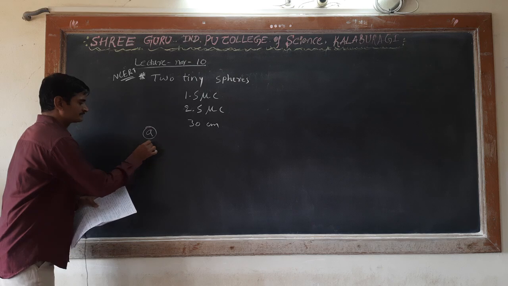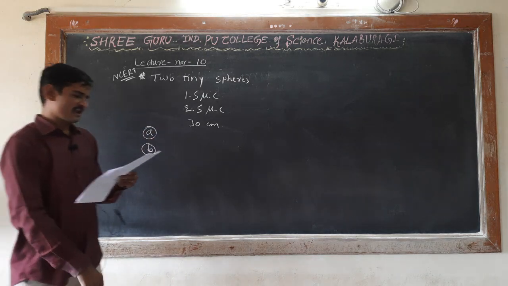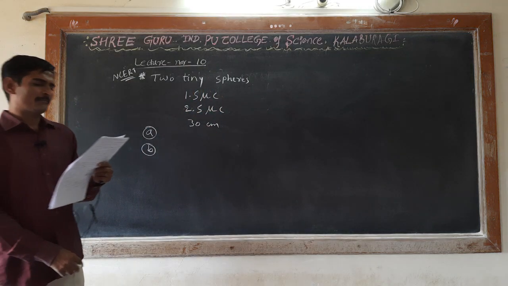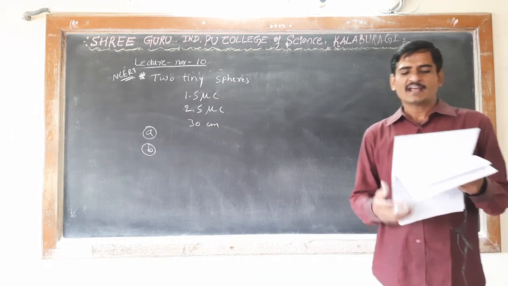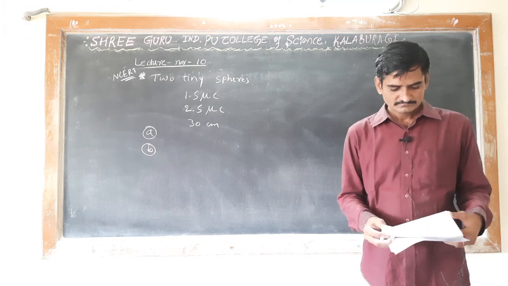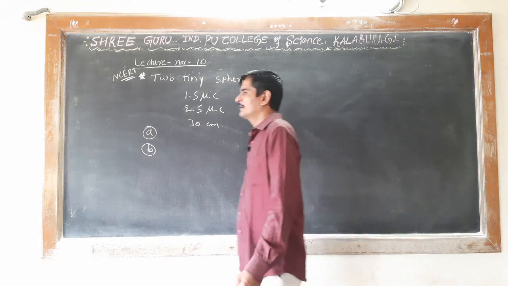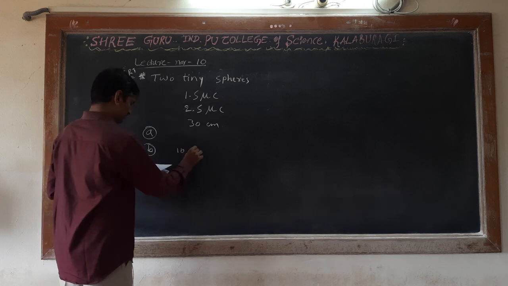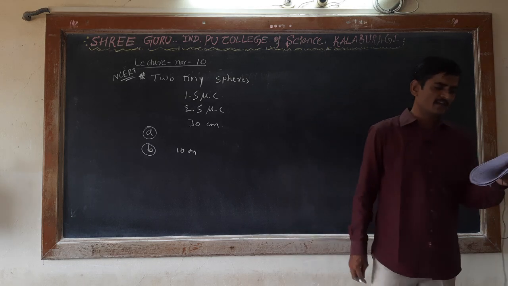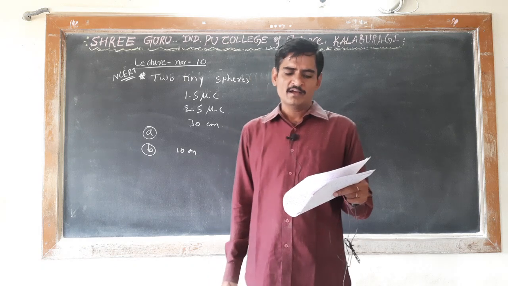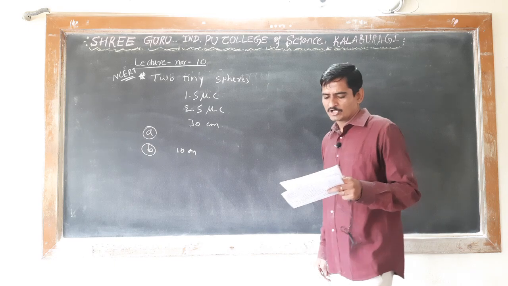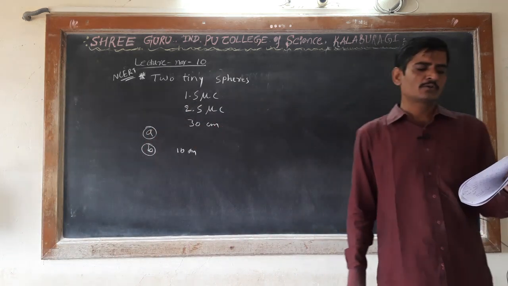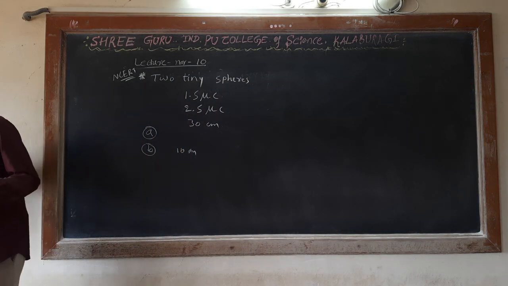And B, the next one. In this numerical there are only A and B. A is at the midpoint of the line joining the two charges, and B is at a point 10 centimeter from this midpoint in a plane normal to the line and passing through the midpoint.